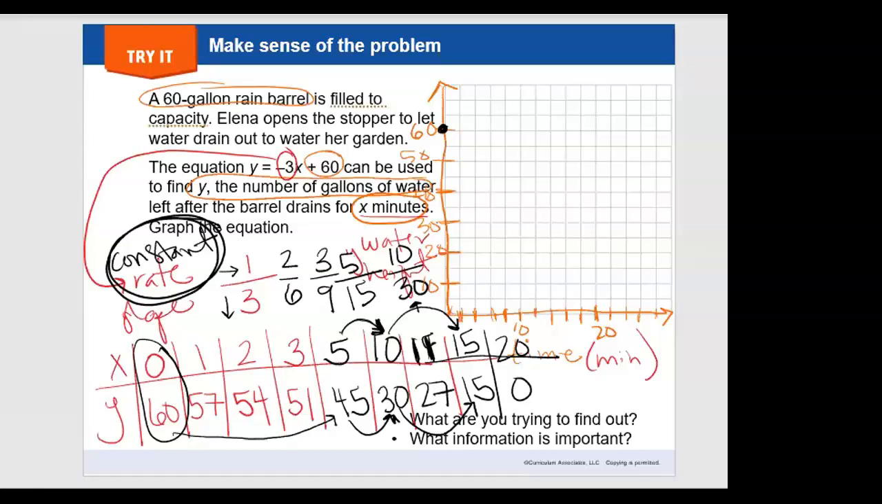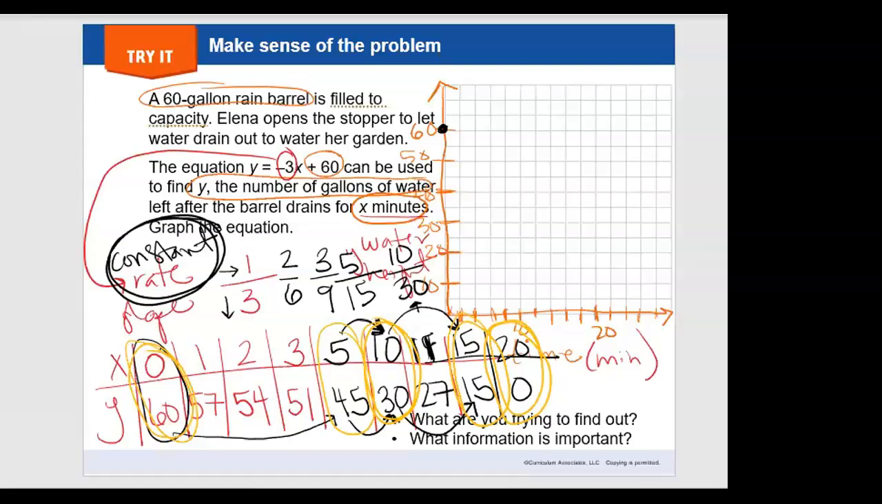Okay, what's another friendly one that we see on here? So 0, 60, we're going to graph. Does anybody spy another friendly coordinate pair? 10, 30. That's very friendly. I like 20, 0. That one's super friendly. I like 15, 15. I do too. And also 5, 45 is also friendly. So any of those would be good ones to graph.